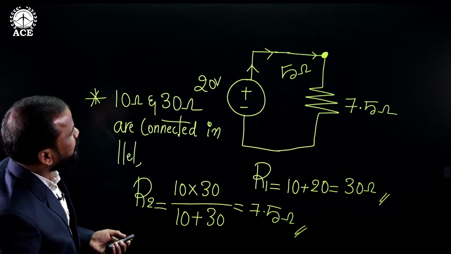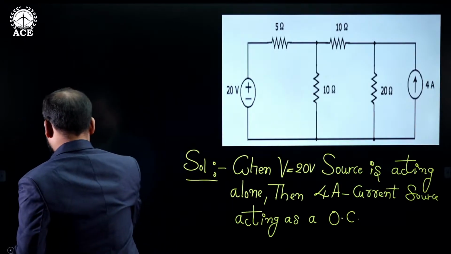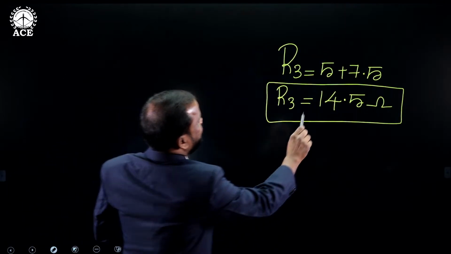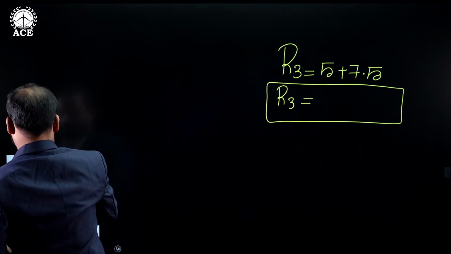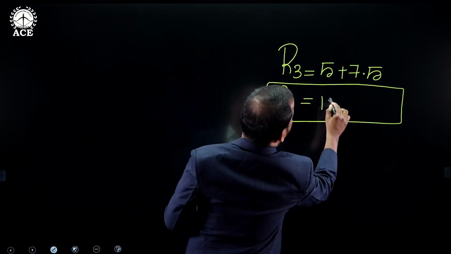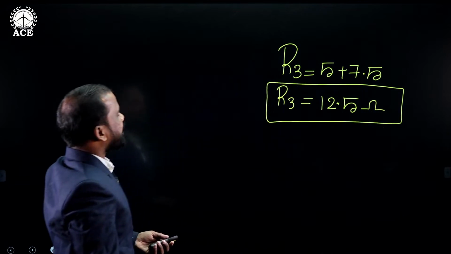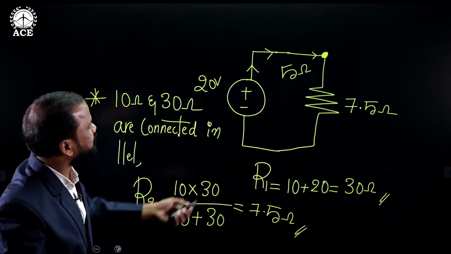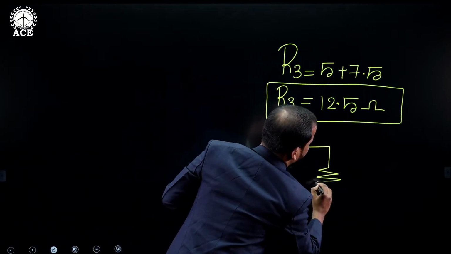Sorry, how much? This is 12 only, no? Sorry, this is 12. Okay, so 7 plus 2, so it will give 12.5. Now I can directly replace this R3 by the series combination of these two. So the final network will become like this.